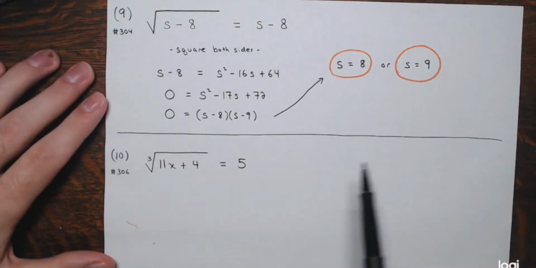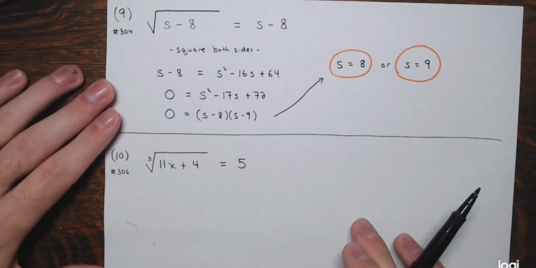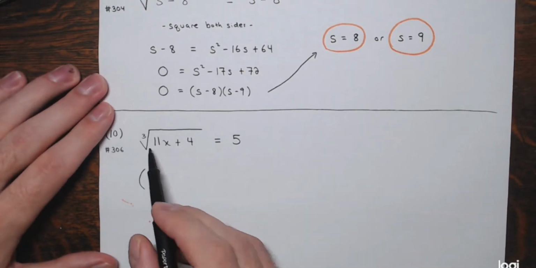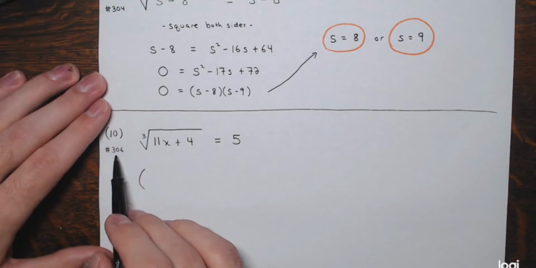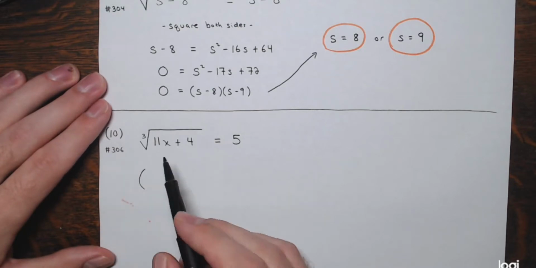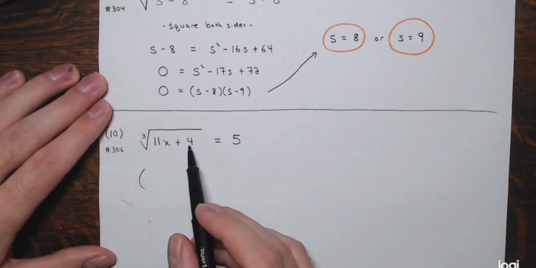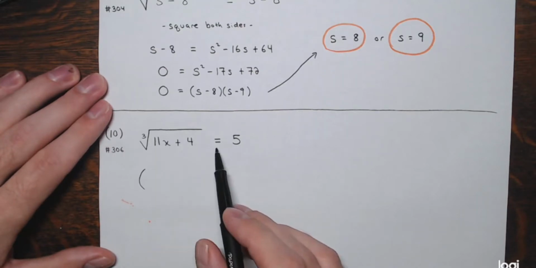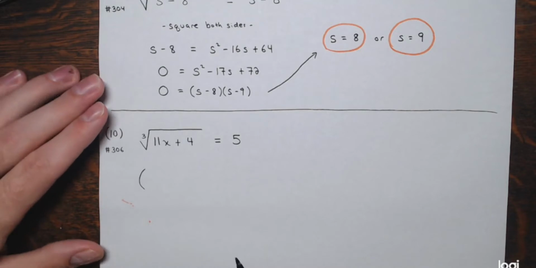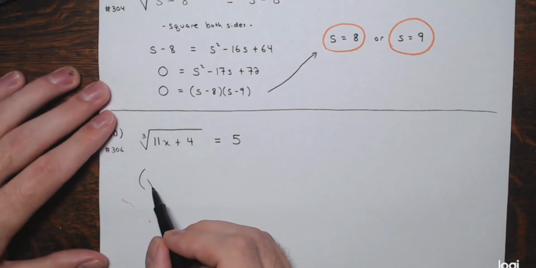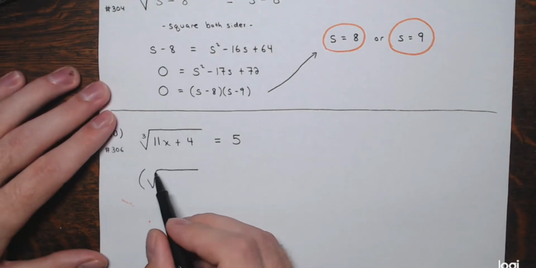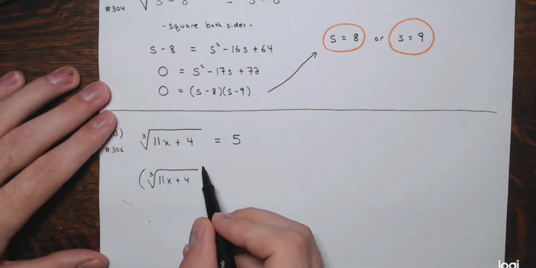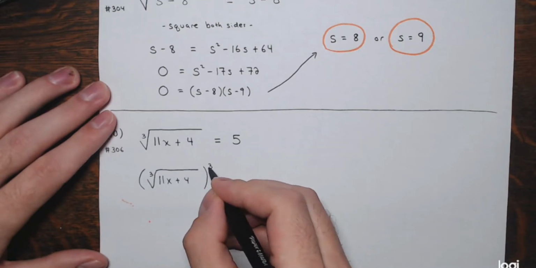Alright, so now we're back into a cube root problem. So number 10, which is exercise 306 in the text, has a cube root all by itself. It's isolated. The radical term is isolated, equals 5. And to undo that cube root, raise both sides to the third power this time.